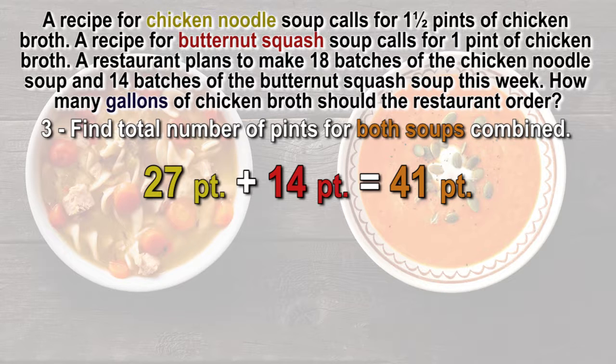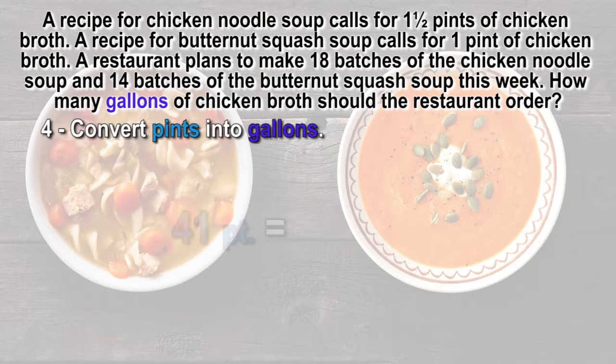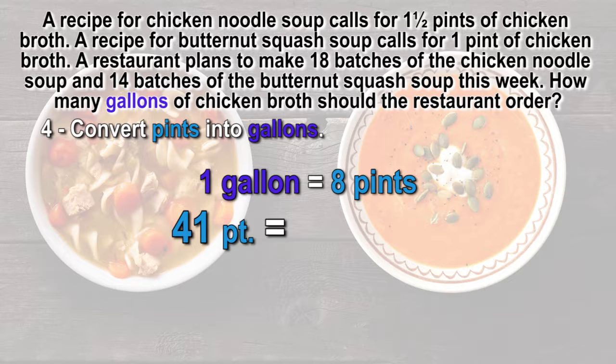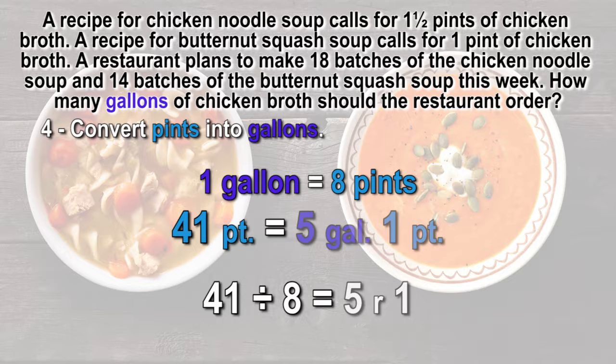The word problem asks how many gallons the restaurant will need to order, so we need to convert 41 pints into gallons. Looking back at our conversion for pints and gallons, we see 1 gallon is equal to 8 pints. Since we will be converting from a smaller unit of measure into a larger unit, we will use division. 41 pints divided by 8 pints in each gallon is 5 gallons with 1 pint as a remainder.